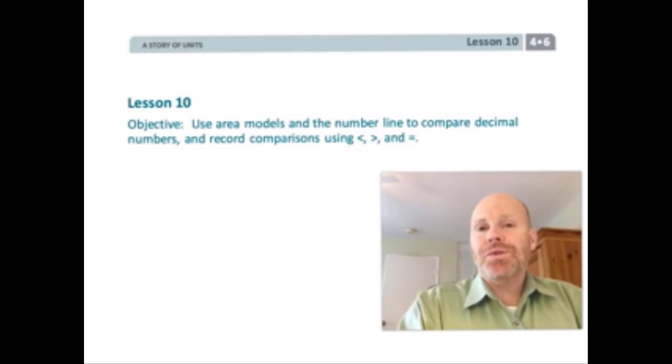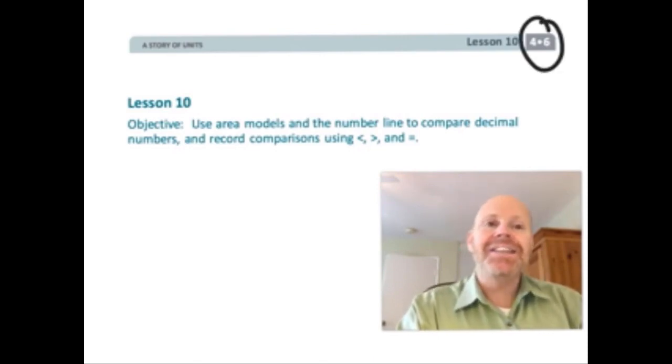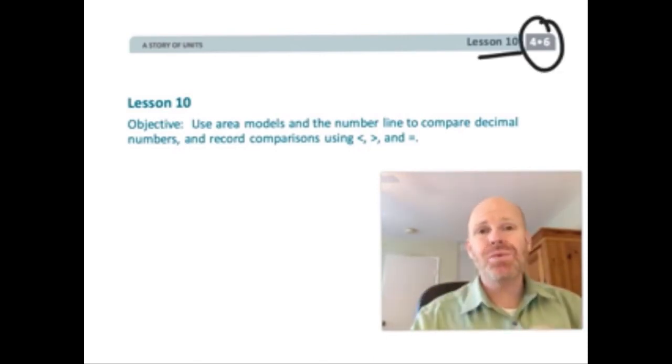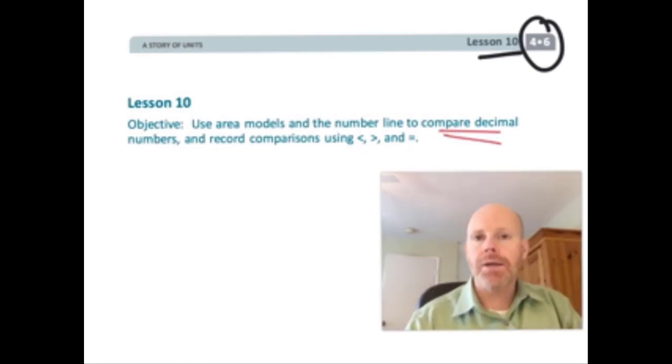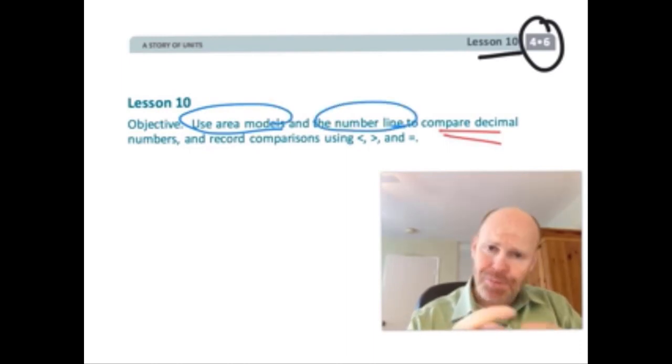All right, this is fourth grade, module 6, lesson 10, and in this lesson, we're going to continue comparing decimals, but this time we're really going to focus on two models. We're going to focus on the area model, and we're going to focus on the number line. So let's get started.